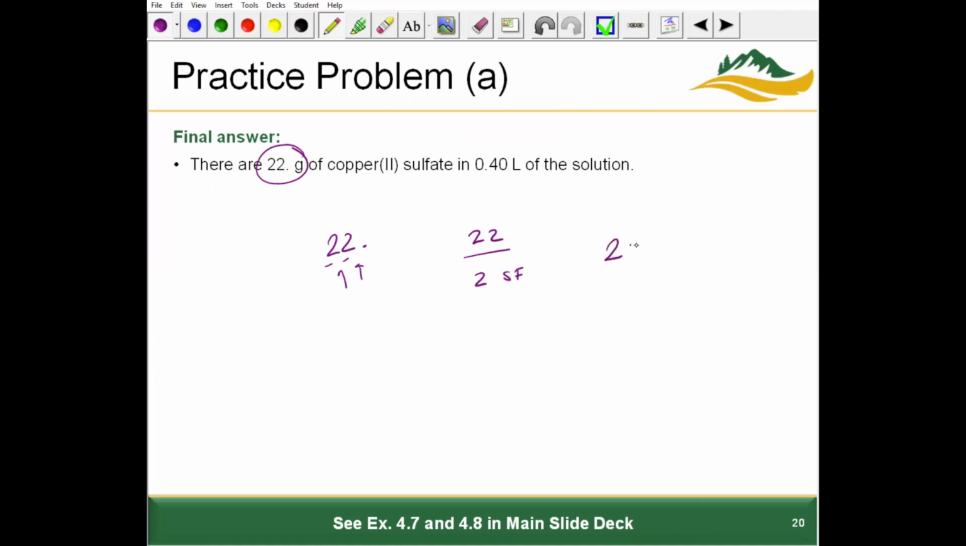Remember, if it was 20 with that decimal point, this is 2 sig figs. But 20 without that decimal point implies just 1 sig fig. So just another little review on sig figs to keep in mind. So then we have our final answer here of 22 grams of our solute that are needed for this total volume of the solution.